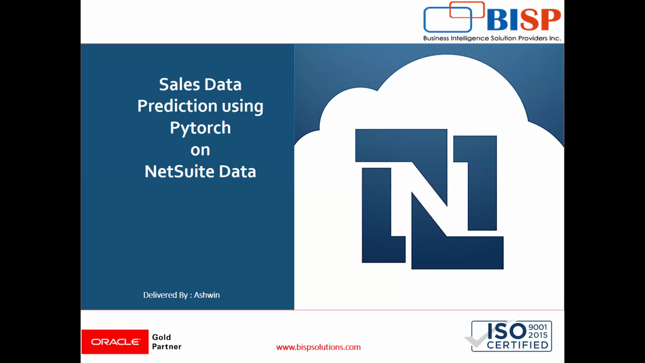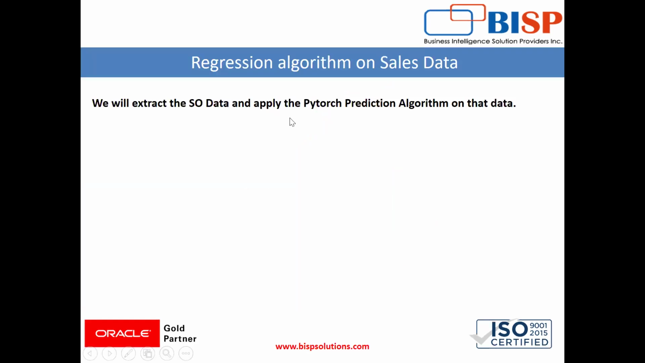Now this is the series of PyTorch algorithm. So in this video, I am going to show you the prediction on sales order data, right? I will download the data from the sales order record, and then based on the historical data I will apply the PyTorch algorithm on that, and I will predict the future of that sales, right? So what we are going to do, we will extract the sales order data and apply the PyTorch prediction algorithm.